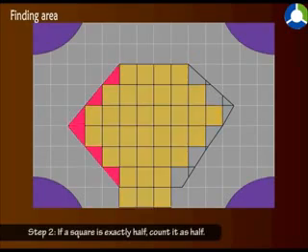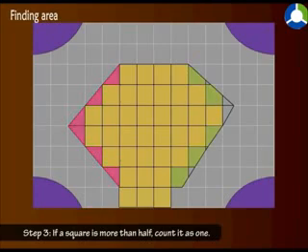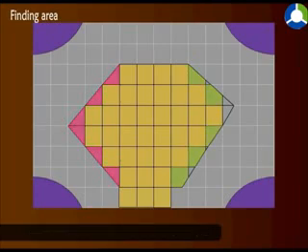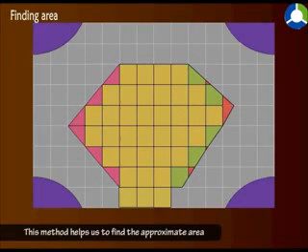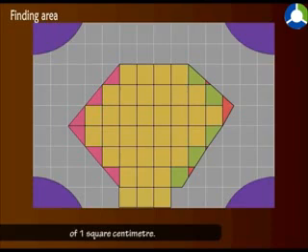If a square is exactly half, count it as half. If a square is more than half, count it as one. Do not count the squares which are less than half. This method helps us to find the approximate area and is useful to compare areas and find area in case of irregular shapes. Assume each square has an area of 1 square centimeter.